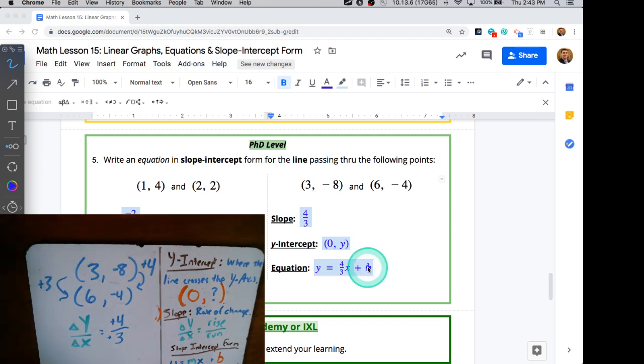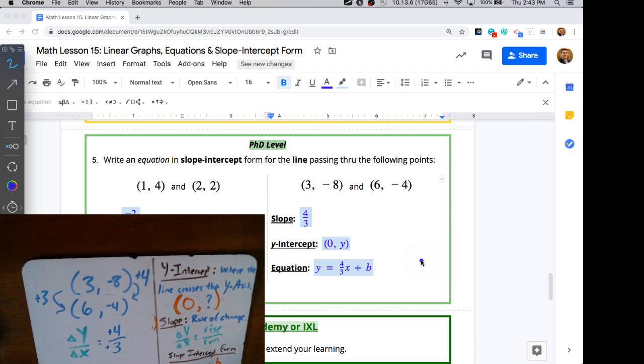Alright, so if I have that plus b now, y equals 4/3 x plus b, I could do a couple things here. One of them is to plug it back into that y equals mx plus b equation, then plug in 3 and negative 8 and solve. Or I could follow the pattern.